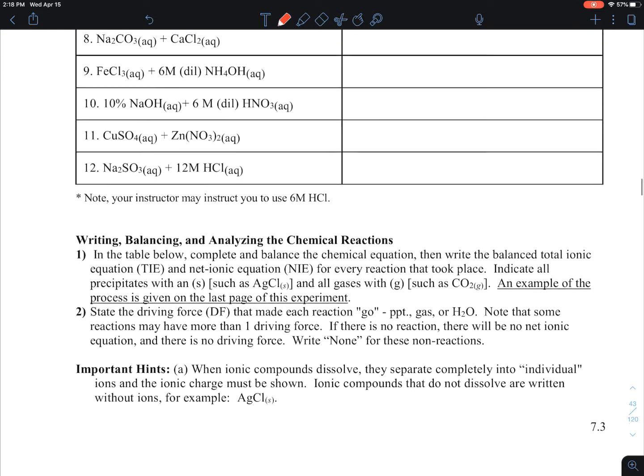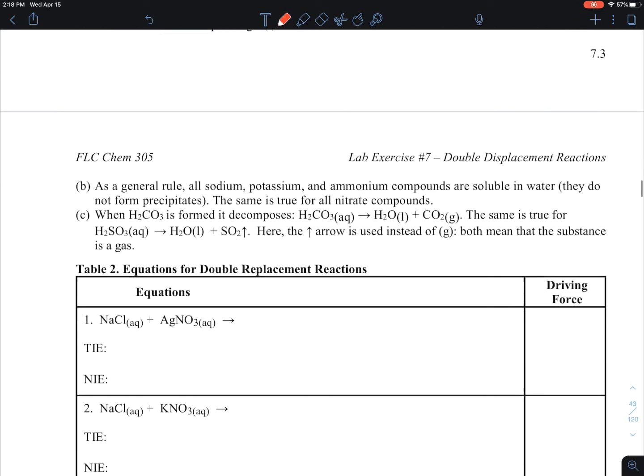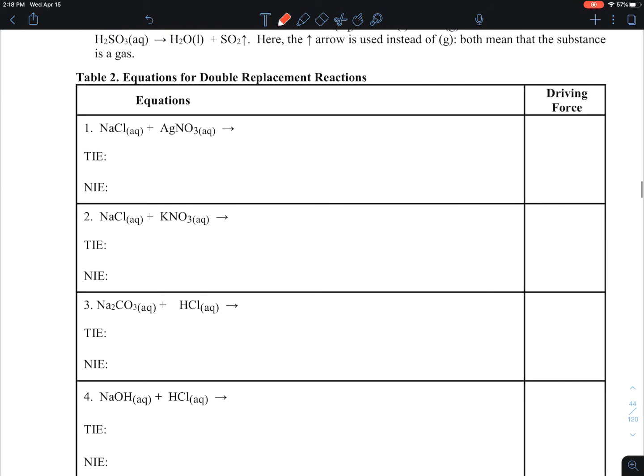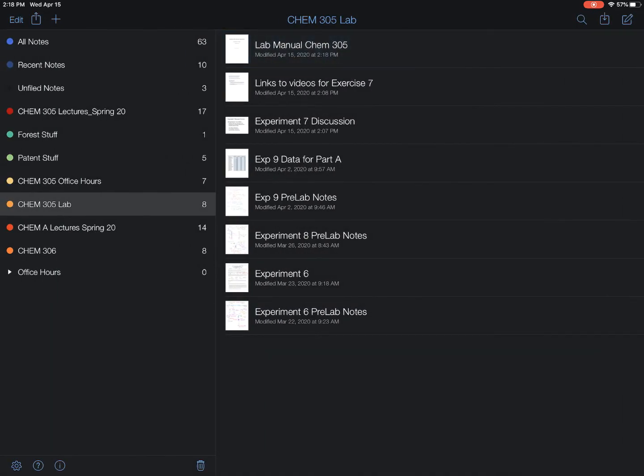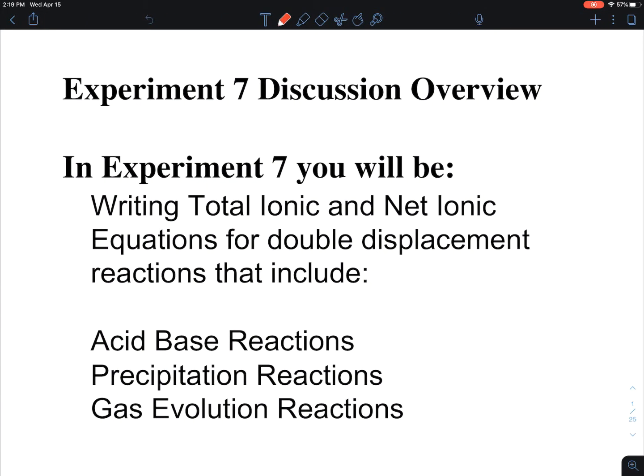The section where you're going to need a little more background knowledge, I think, is in table 2, writing equations for double displacement reactions and these things called total ionic and net ionic equations, which we haven't really talked much about. We were going to talk about them in this lab, so that's okay that we haven't covered them in the lecture. So right now, I'm going to go through and do a little discussion of what you're going to need to know in order to complete table 2 of experiment 7.